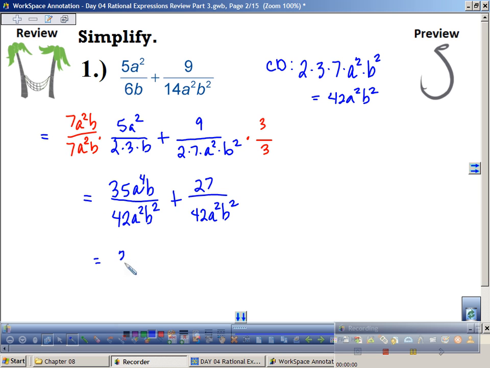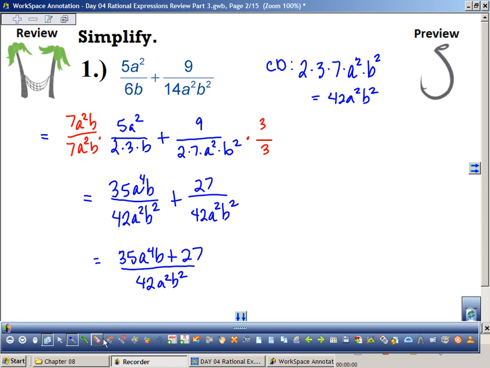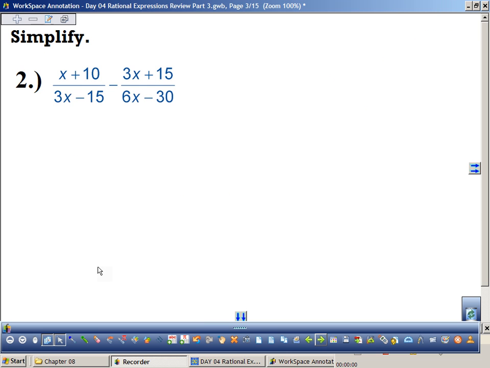Now I can combine them. 35a to the 4th b plus 27, all divided by 42a squared b squared. Can I factor anything out of that? You don't even have to worry about the denominator, because if you can't factor anything out of the numerator, then there's no way you can cancel anything in the denominator. So just look at the numerator. If there's nothing that can be factored, you're done. Question? Anything? Okay, let's try another one.